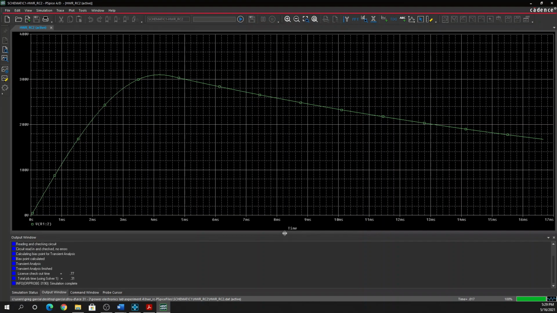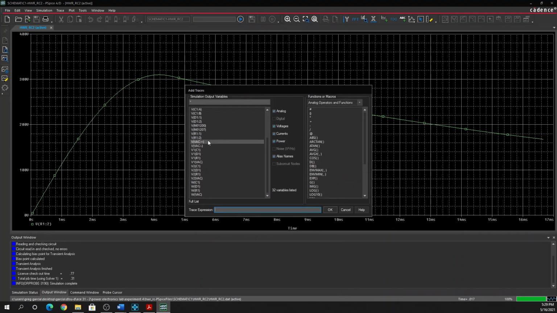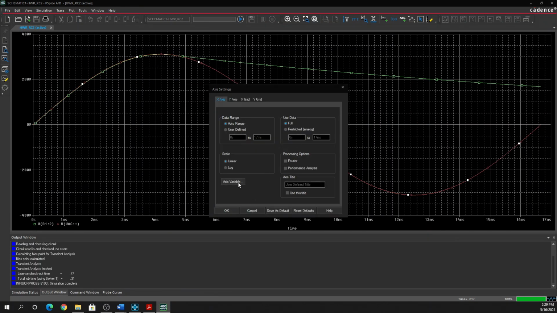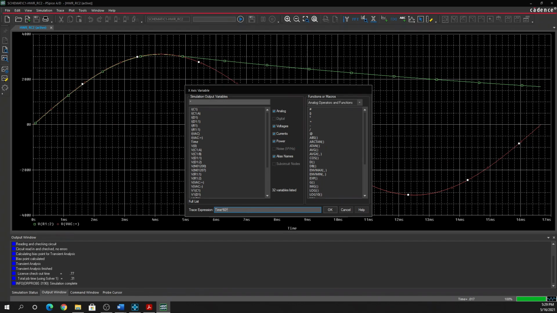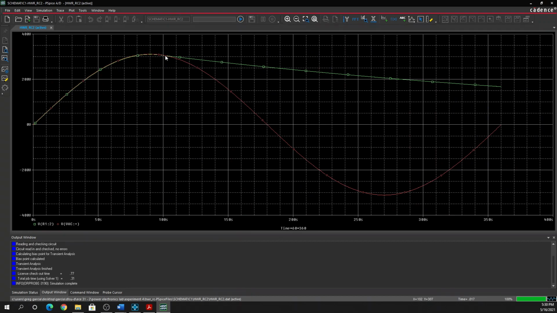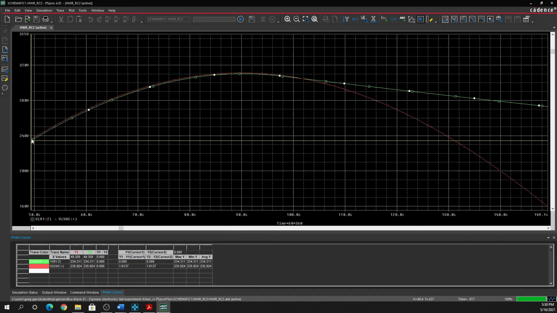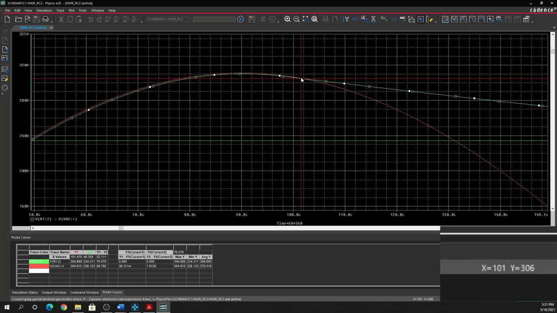To get the angle, add trace, and select the VAC. Go to plot, axis settings, axis variable, time, X times the frequency, then 360 for the degrees. Okay? We will locate the angle wherein the input voltage waveform and the output voltage waveform intersect. Maximize. Cursor. Using the cursor, we were able to obtain the angle wherein the input and output waveform intersect. There we got a value of 101 degrees.